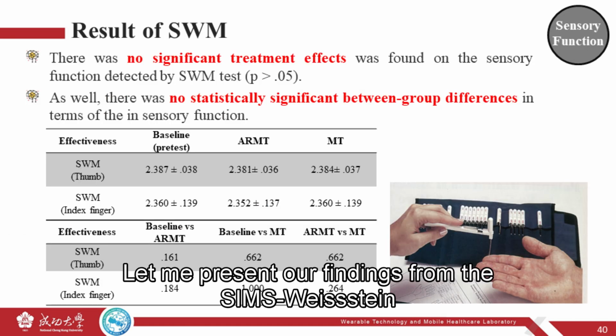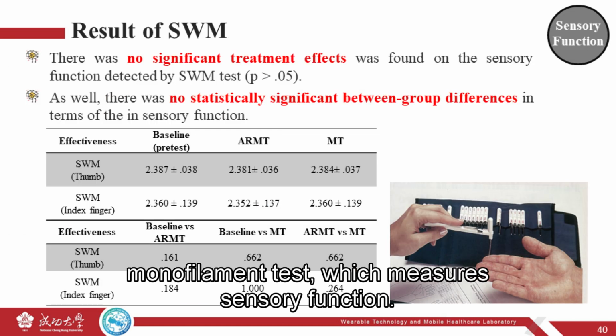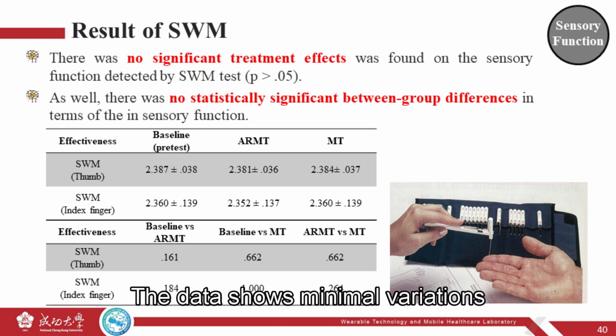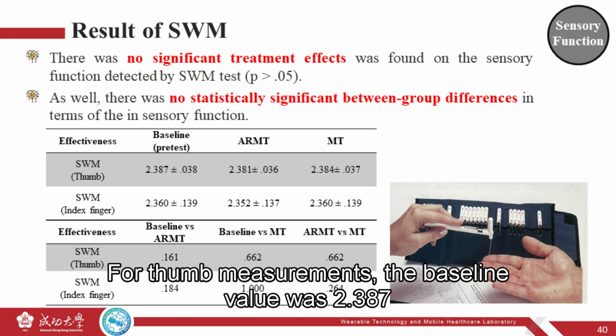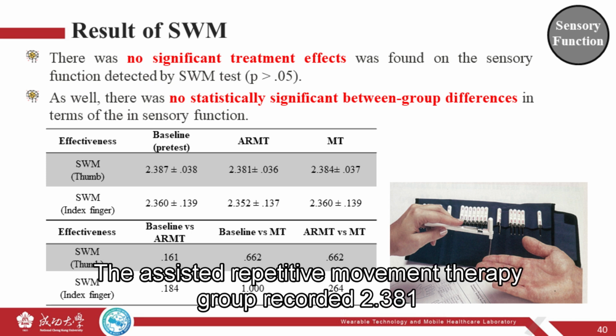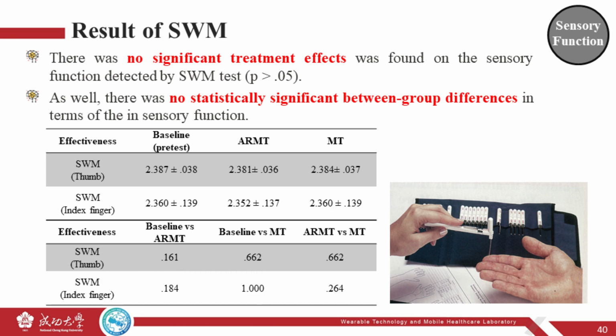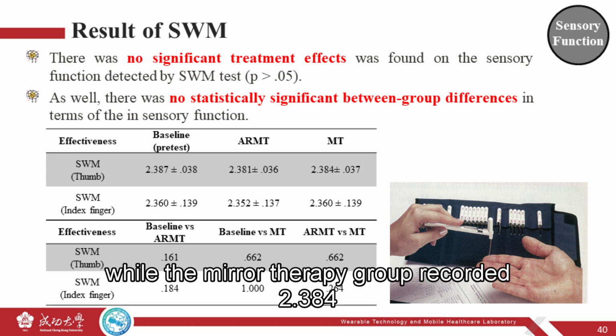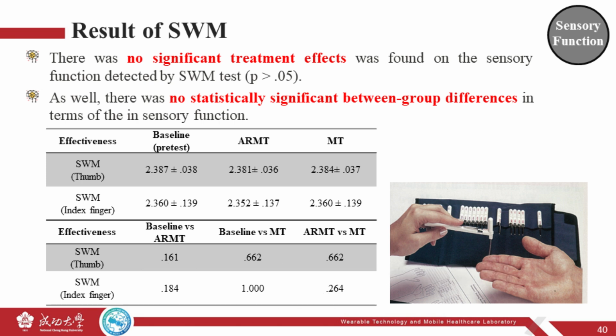Let me present our findings from the Sims-Weinstein monofilament test, which measures sensory function. The data shows minimal variations across all conditions. For thumb measurements, the baseline value was 2.387 with a standard deviation of 0.038. The assisted repetitive movement therapy group recorded 2.381 with a standard deviation of 0.036, while the mirror therapy group recorded 2.384 with a standard deviation of 0.037.